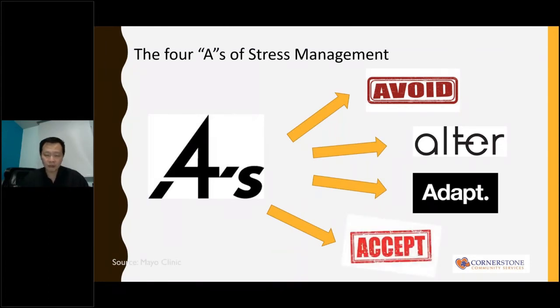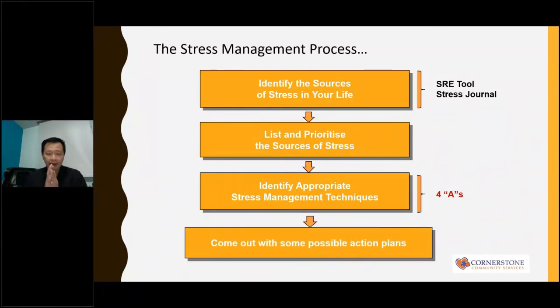If you cannot control that stressful situation, one of the techniques for you to ease off a little bit of stress is to just accept the situation. All right. I'm going to go through the third and the fourth steps together, with concrete examples later.